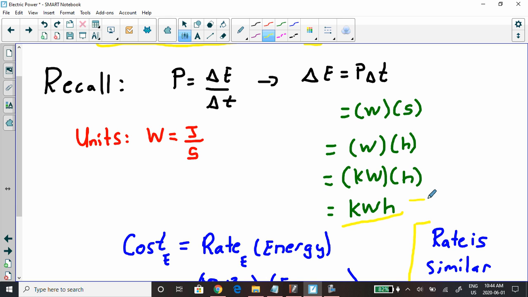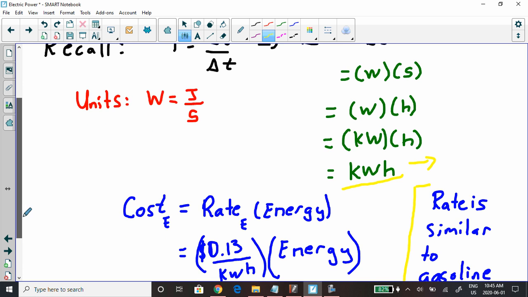And that's how your home is being charged by the electrical distribution company for the electricity you use. They don't charge you in joules of energy. How many joules did you use this month in your home for electricity? No, they charge you in kilowatt hours. And here's how that unit comes about.